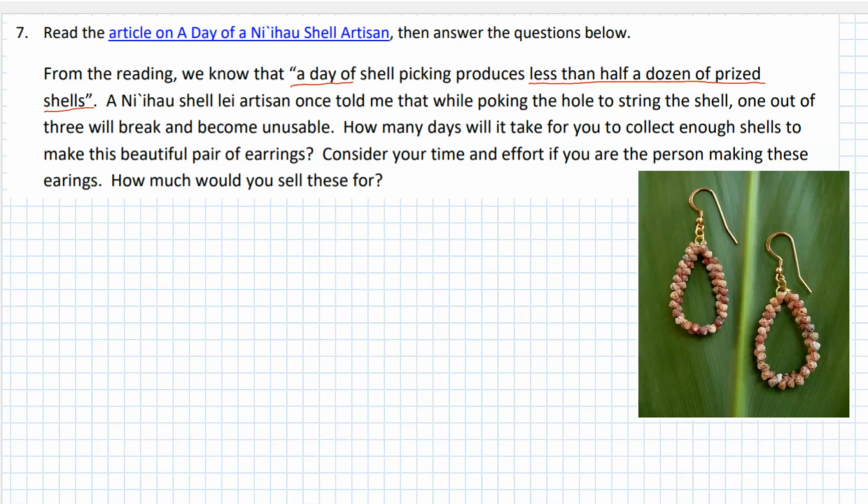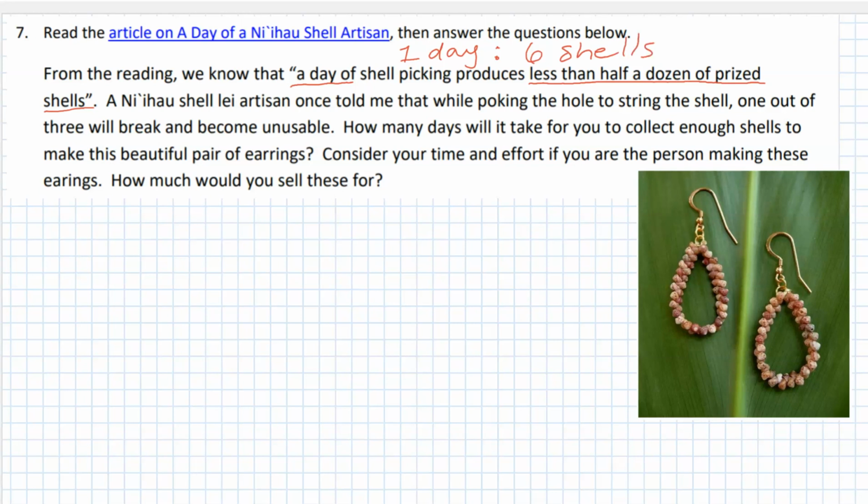Okay, so in this sentence, we can see that 1 day will give us less than half a dozen. Well, a dozen is 12, half a dozen is 6, so less than half a dozen. Let's say 5 is less than half a dozen. Or if you would like to use the upper bound, let's just say 6, because 6 is half a dozen, right? So let's use the upper bound of 6. 6 what? Shells that you can use, okay?